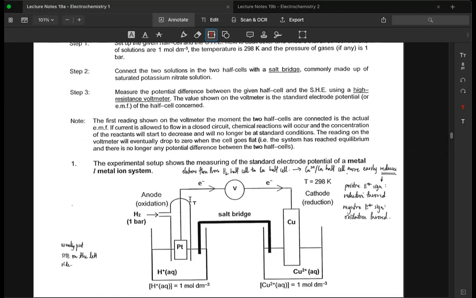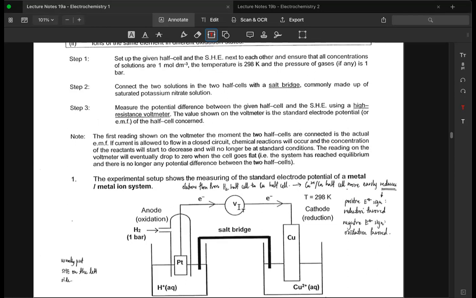Then you connect the two solutions in the two half cells with a salt bridge. The salt bridge normally contains saturated potassium nitrate solution. Basically the salt bridge will complete the circuit because the salt bridge itself has free moving ions that will still allow a continual flow of charges from one to another. If you remove the salt bridge, then it will not be a complete circuit. It will just be here to here and that's it. There will be no continuous flow.